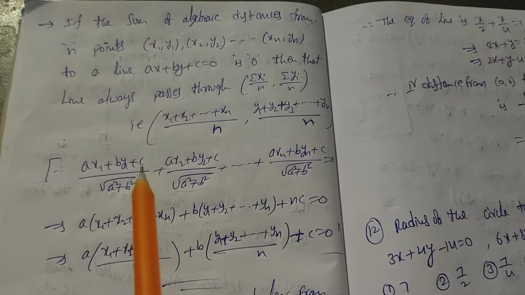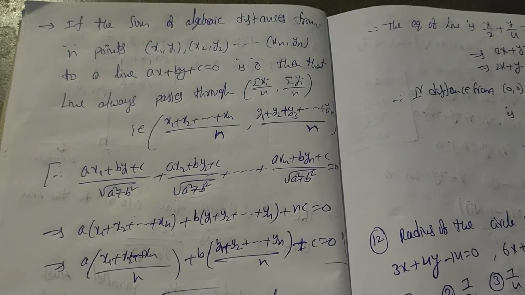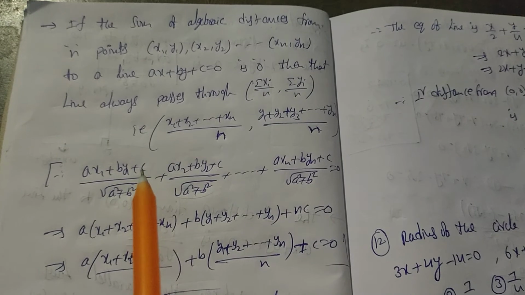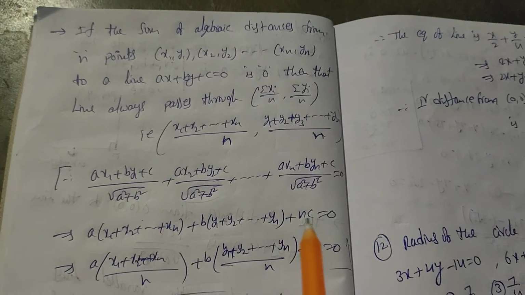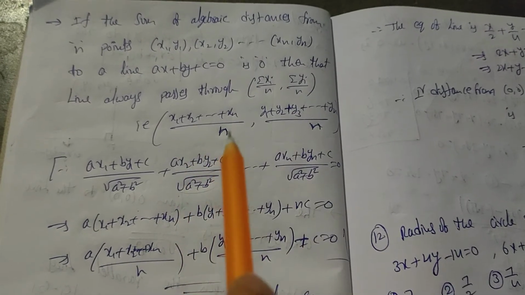And here how many c's are there? Here we have n points because of x1 y1, x2 y2, up to xn yn, all these are n points. So how many c's are there? N c's are there. That means plus nc is equal to 0. What we have to prove? The point (x1 plus x2 plus and so on).